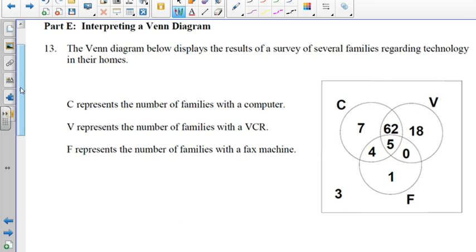Okay, C represents the number of families with a computer. V represents the number of families with a VCR. We really should change this worksheet.